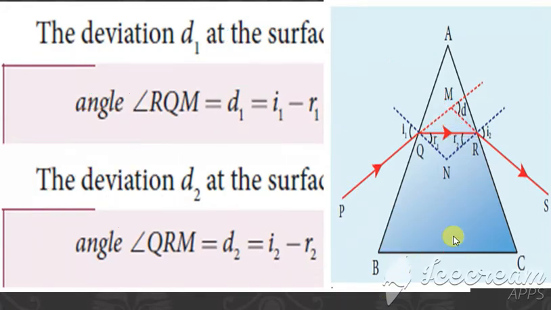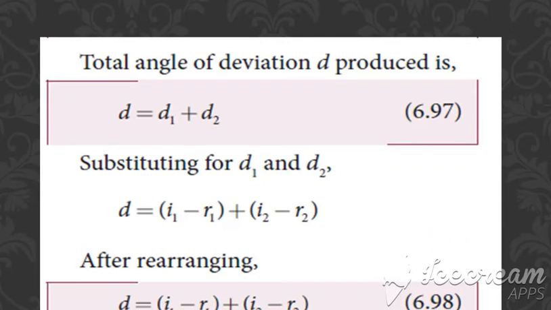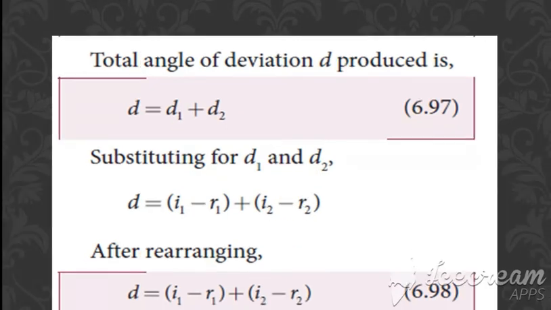So these two equations we are going to use, and the total D is equal to D1 plus D2. D1 is equal to I1 minus R1, and D2 is equal to I2 minus R2. So this equation is very important. This equation you will be using for finding the value of D.